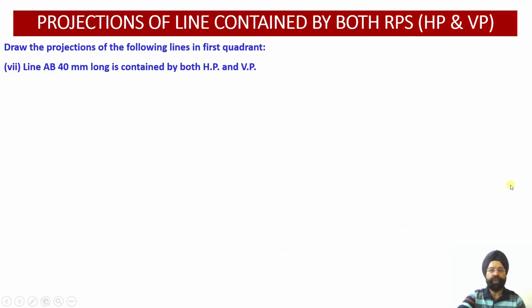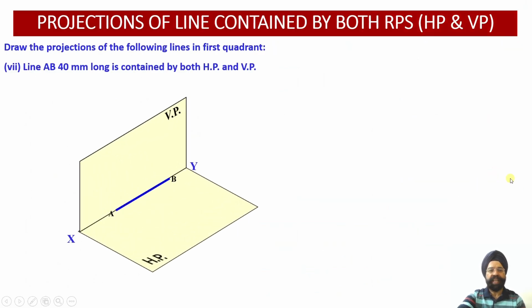Now coming to the last case, that is a line which is contained by both the reference planes. So this is similar to case 1, but the only difference is that the distance of the line from HP is 0, and the distance of the line from the VP is 0. So I can locate this line directly on the XY line. So this is the spatial location of the line in the coordinate planes HP and VP.